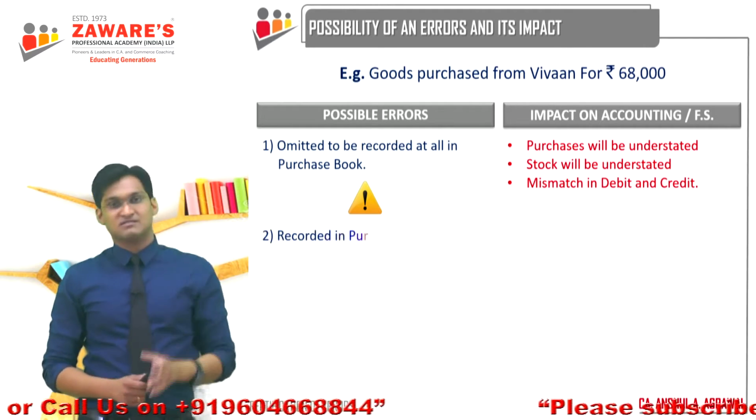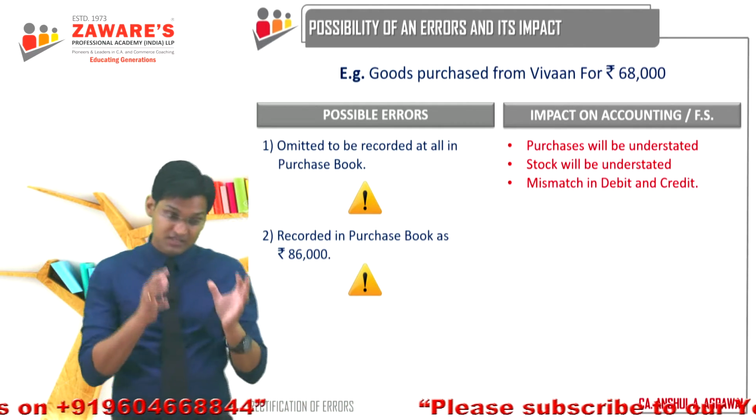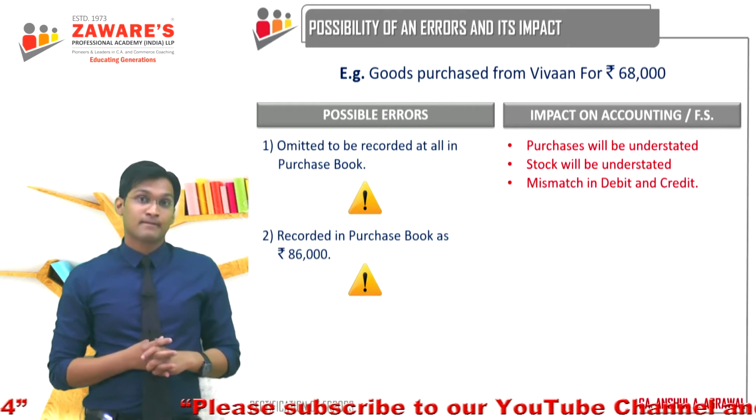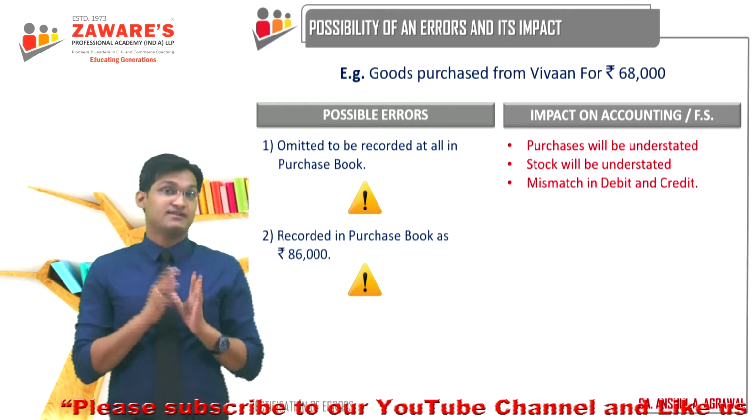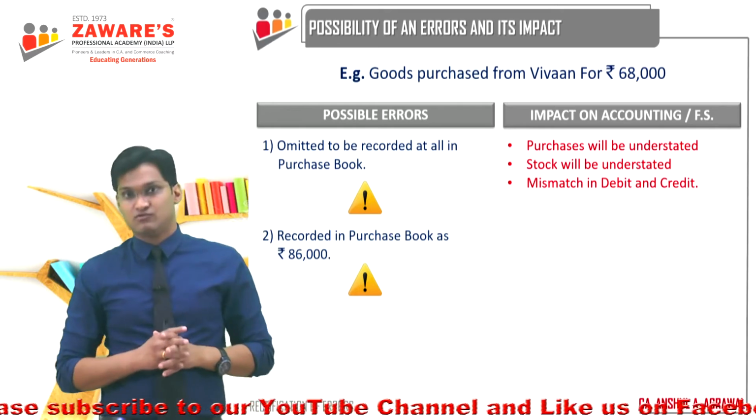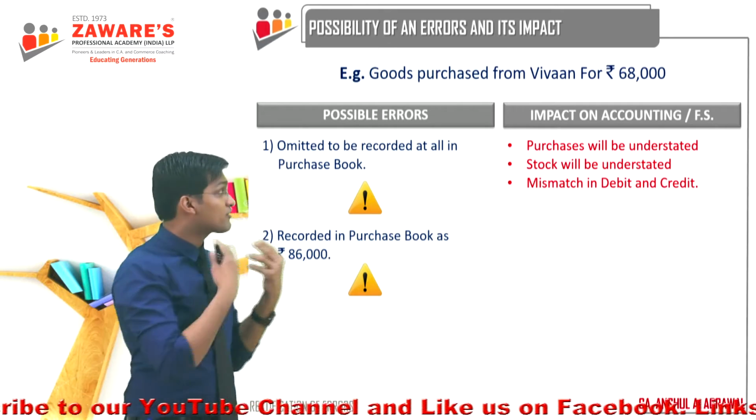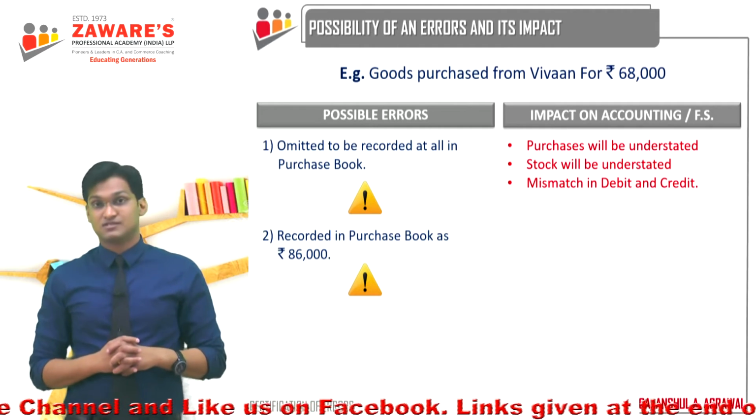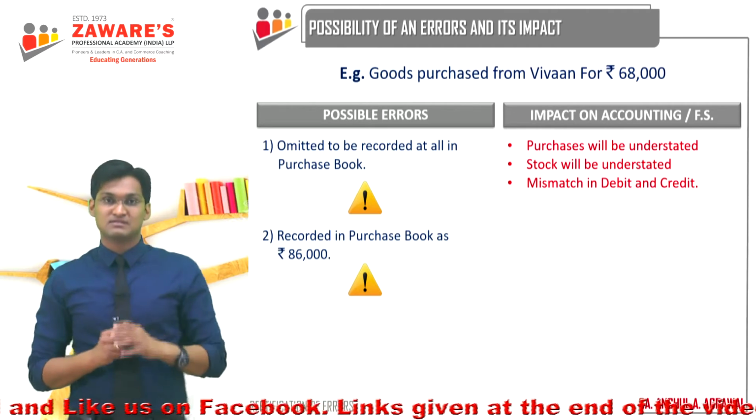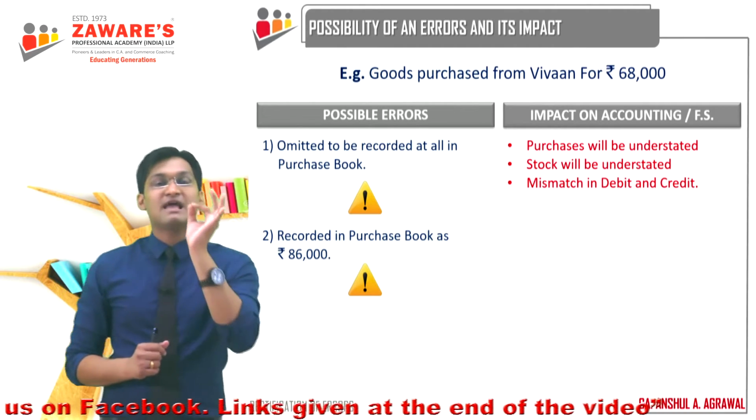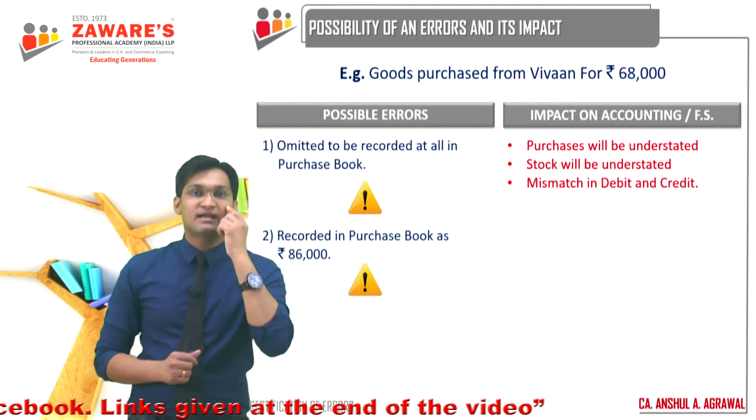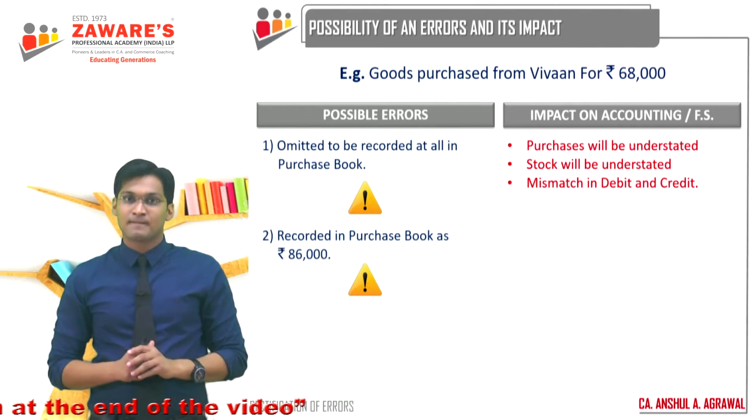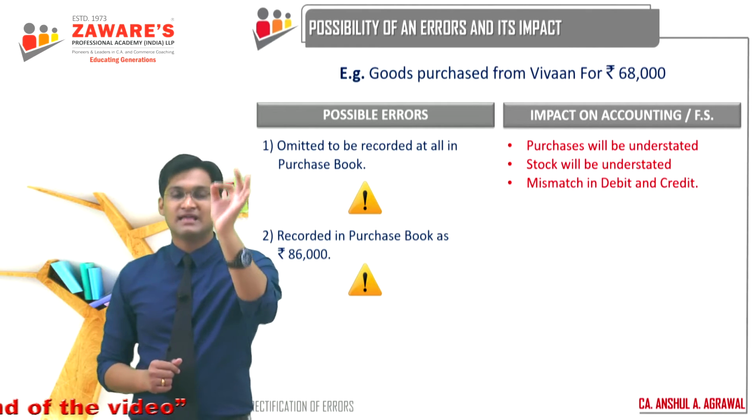What is the second possible error that may happen with this transaction? It is recorded in purchase book as 86,000. The correct transaction value is 68,000. You have recorded in purchase book. It's not like the transaction number 1 where you have not recorded at all. You have recorded, but at what value? 86,000. What happens? Can I say you have recorded with excess amount, correct? How much is that excess amount? 18,000. You have recorded purchase excess by 18,000.